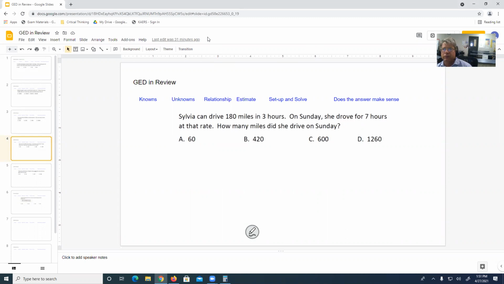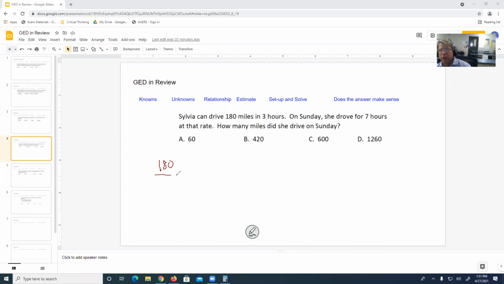So in this question, Sylvia can drive 180 miles in 3 hours. On Sunday, she drove for 7 hours. At that rate, how many miles did she drive on Sunday? So we know she can drive 180 miles in 3 hours. That's known.